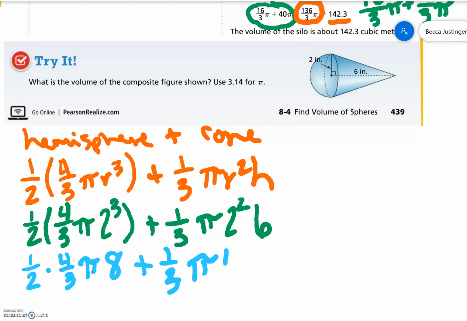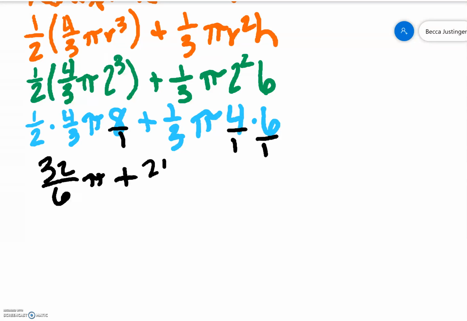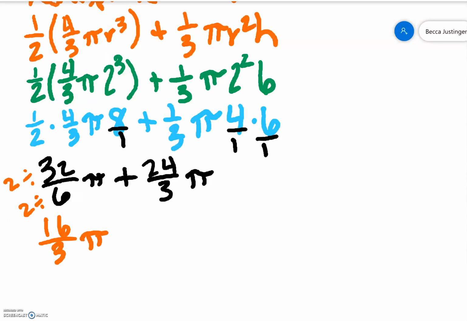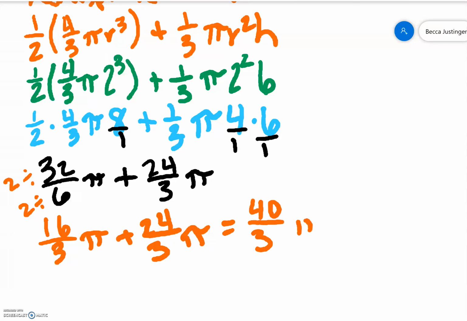Okay, next step is to multiply. So I'm going to put the 8 over 1. I get 1 times 4. 4 times 8 is 32 over 6 pi, plus, put the 4 and the 6 over 1. 4 times 6 is 24 over 3 pi. I need them to have a common denominator. I see that I can reduce both 32 and 6 by 2. That gives me 16 over 3 pi plus 24 over 3 pi, which is equal to 40 over 3 pi.